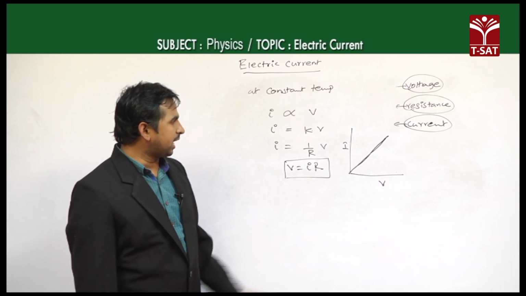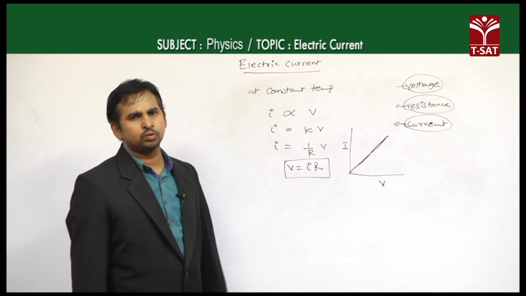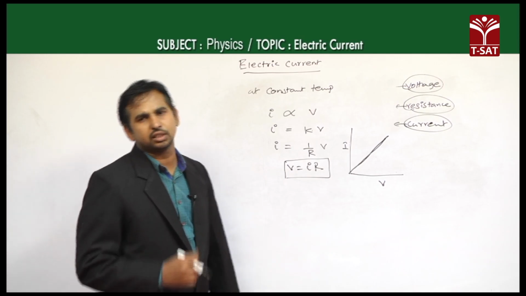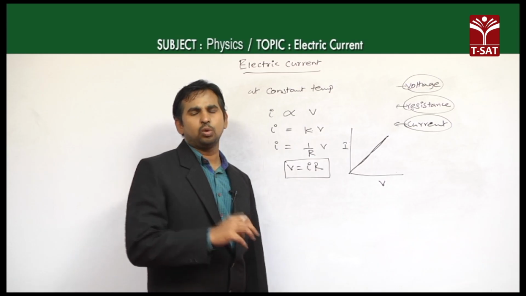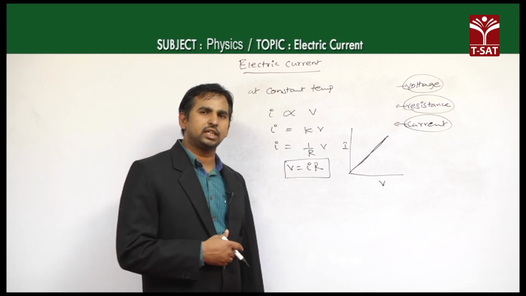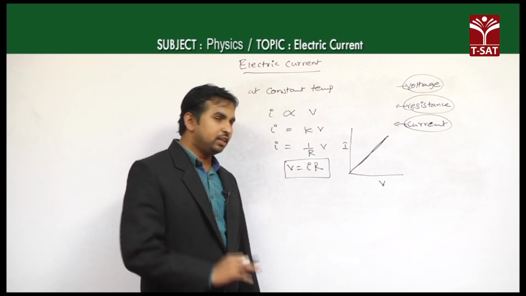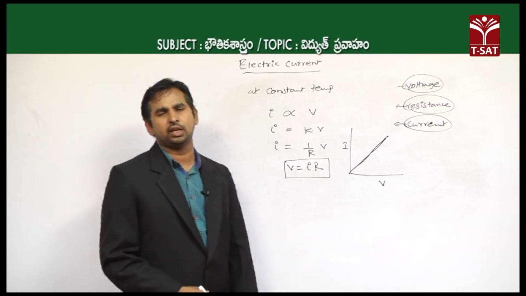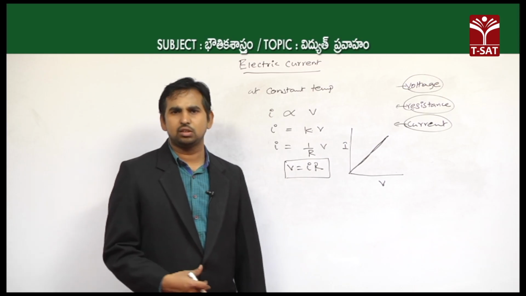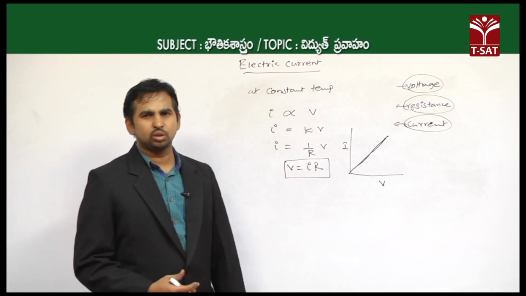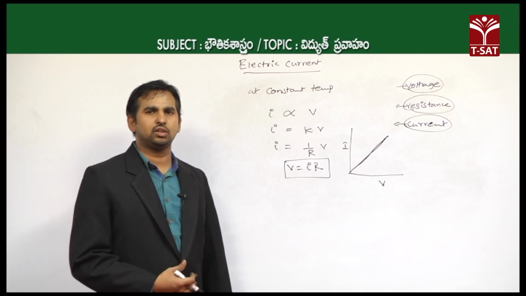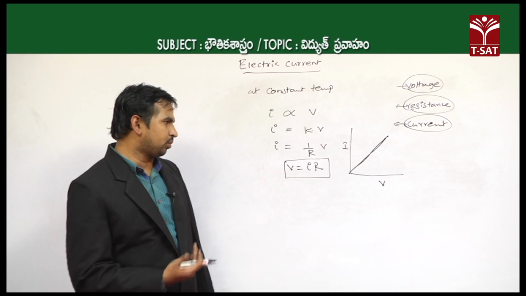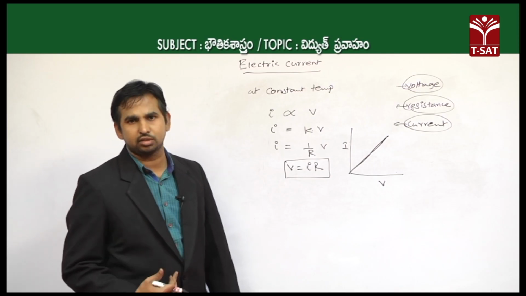This is for Ohm's law, taken only for ohmic conductors. Ohmic conductors are the conductors for which Ohm's law is valid. If it is a non-ohmic conductor, it does not follow Ohm's law. For example, LED bulbs, semiconductor devices, or cases of varying temperature.